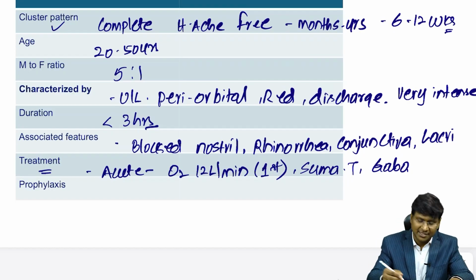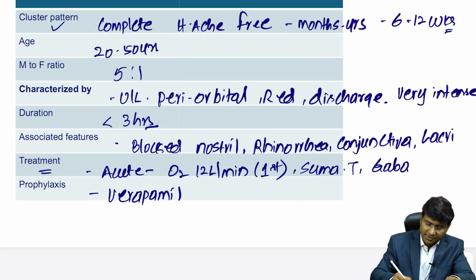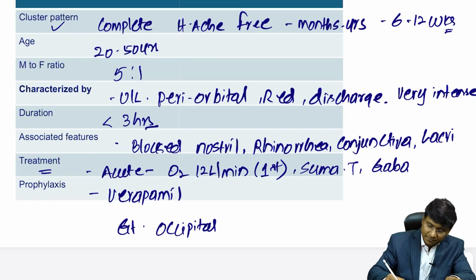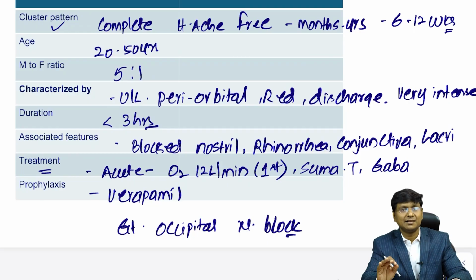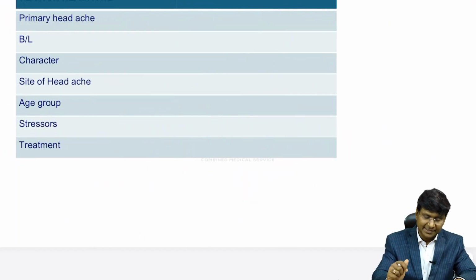And what are the drugs that are given for prophylaxis in case of the cluster headache? That includes verapamil, this is one important drug, and the other one is greater occipital nerve block. Right, greater occipital nerve block. So these are the drugs which are given for the prophylaxis of the cluster headache. Then followed by that, the tension headache.